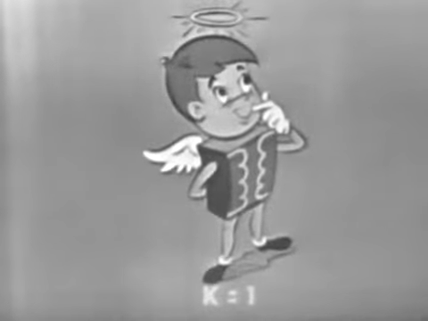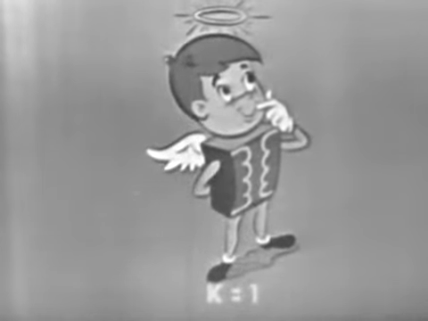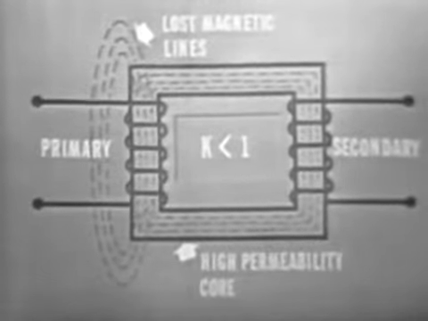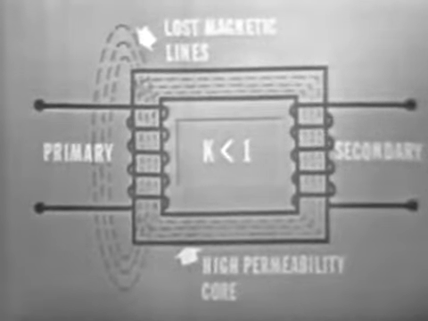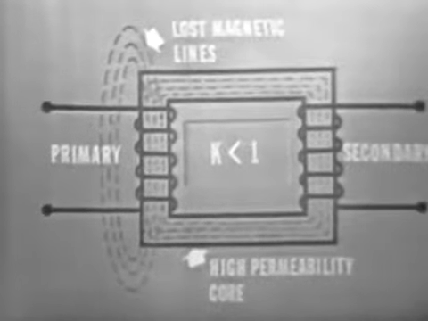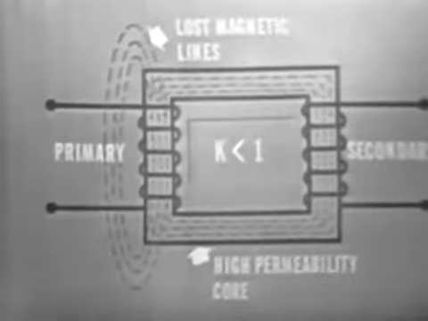Now, if all of the magnetic lines produced by the primary coil of a transformer were to cut the secondary coil, the coefficient of coupling then would be 1. The coefficient of coupling for an ideal transformer is also 1. However, even with high permeability iron cores, a few of the magnetic lines fail to cut the secondary and are, in effect, lost. This prevents the coefficient of coupling from ever being exactly unity, or 1, in a practical transformer. It should be pointed out, however, that a coefficient of coupling of 0.98 is possible between the coils of a well-designed transformer.